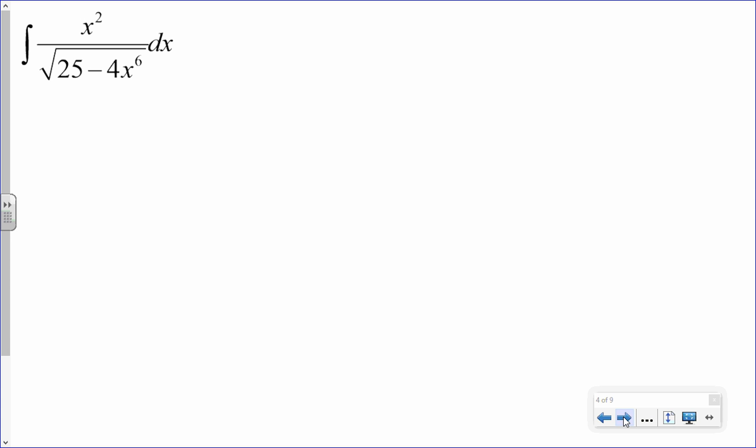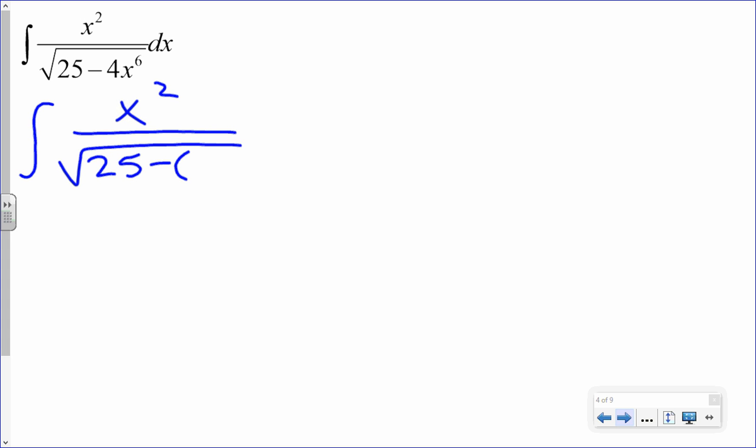Okay, I want to do this example. Now, there is not a relation between what's underneath the radical and its derivative compared to the numerator. Do you agree? Okay. Is there a different pattern we could fall back on? Okay, so do you agree?